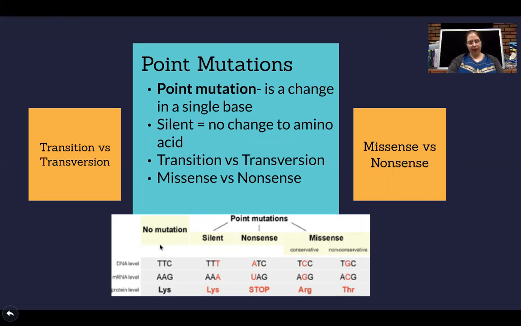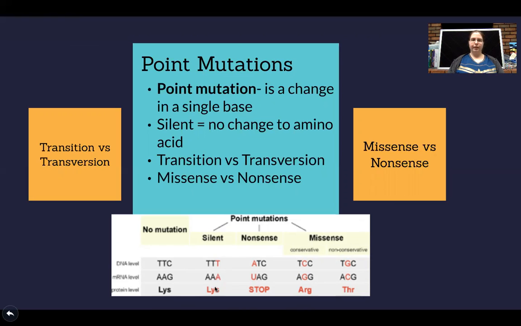So if we look down here at the picture, here is the original DNA, TTC. It makes that particular mRNA, AAG, and that codon codes for lysine. Well, a silent mutation is when there's a change. So we do see a change. This cytosine is exchanged and substituted for a thymine. So we went from TTC to TTT. That changes the codon, but it does not change the amino acid. We still get lysine. So that's what we mean by silent mutation. There's a change to the DNA, but no change to the amino acid.